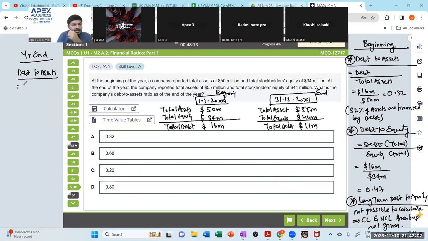Debt to assets is equal to what? Debt upon total assets. Sir, why are you writing the formula again? Because such repetition is necessary. This is called practice, and practice makes you perfect.